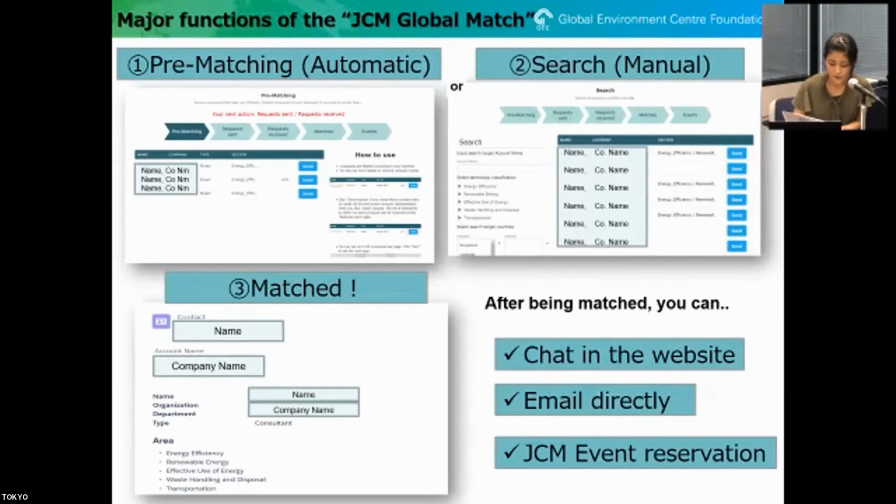After each request is accepted, you and your matched user are ready to start your discussion about your future JCM project by either using the chat feature on the website or emailing directly to the partners. What's more, you can also make reservations for JCM-related events like today when they are available.